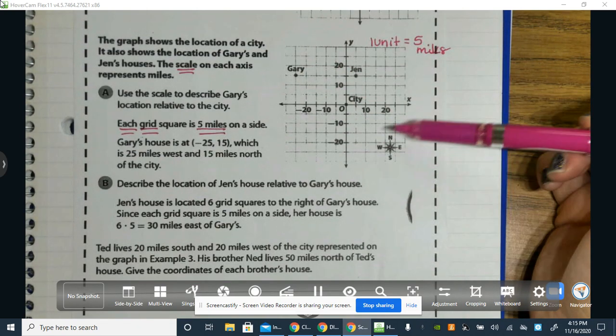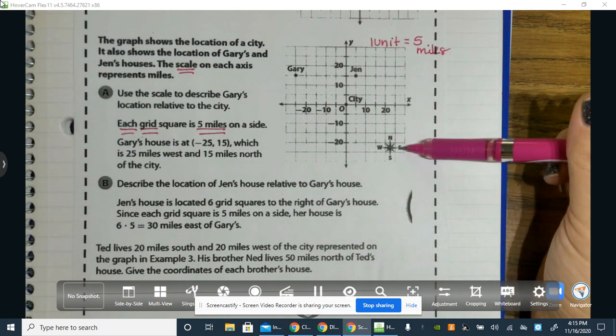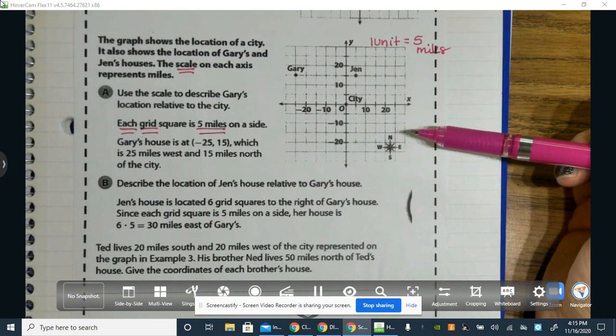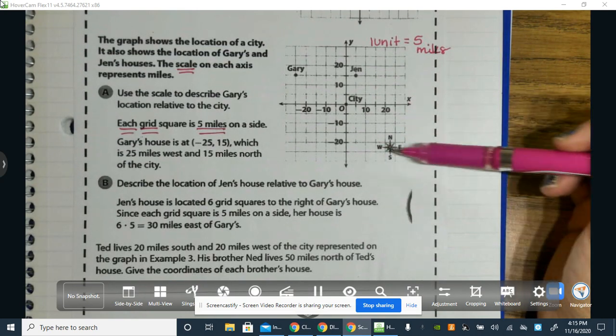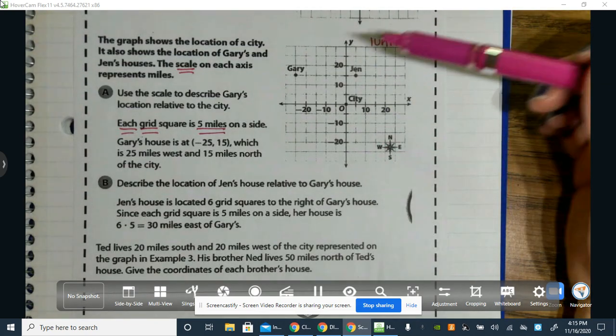Okay, when we're dealing with maps, we use the compass rose here. North, east, south, west. Never eat soggy waffles. That's what my first grade teacher told us the compass rose meant. North, east, south, west, never eat soggy waffles.